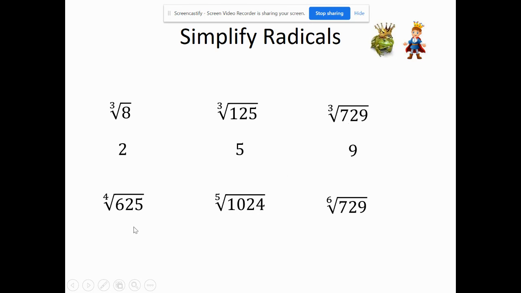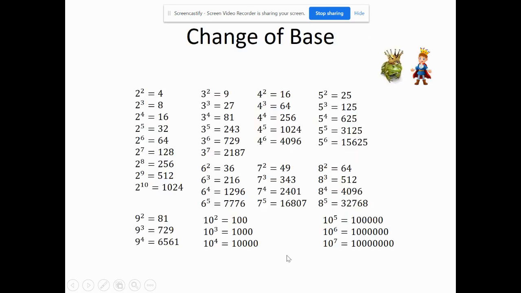So then I'm going to go look for 625s, and notice also, I saw that the 729 to the 6th was at 3. I'll come back to that one again too.